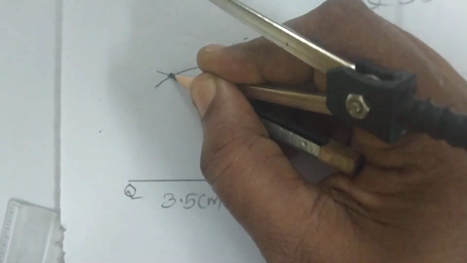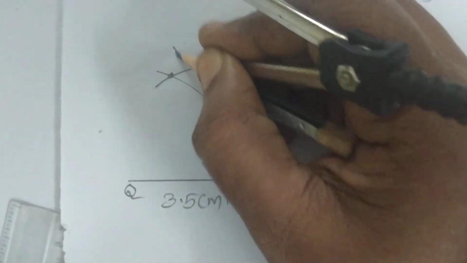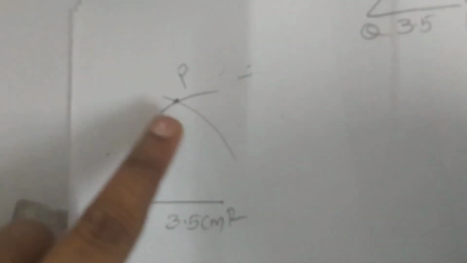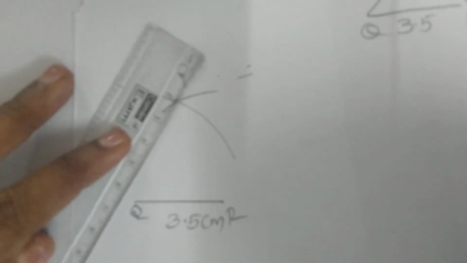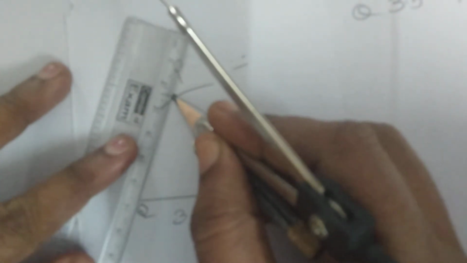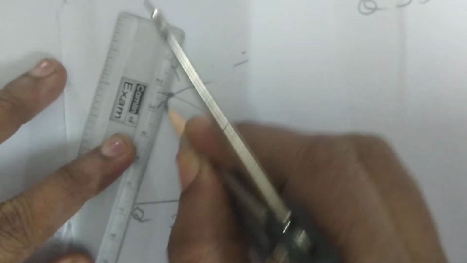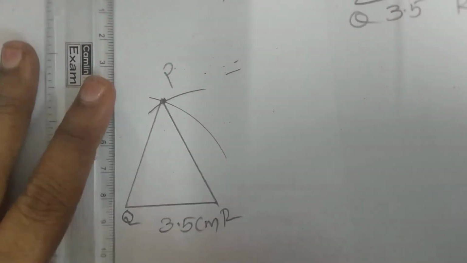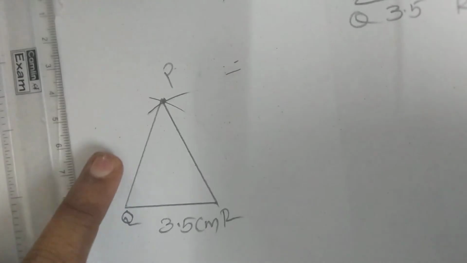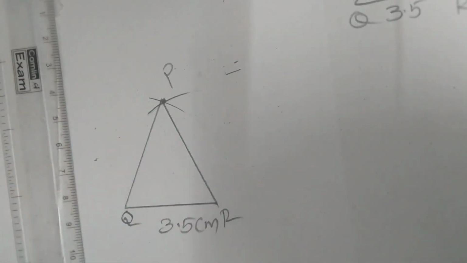Where the two arcs intersect, mark that point and give it the alphabetic name P. This is our constructed point P. So we constructed point P, just join P to Q and P to R. Just by joining, we get an exact triangle. See, an exact triangle. These extra lines we can rub out. So we get an exact PQR triangle.